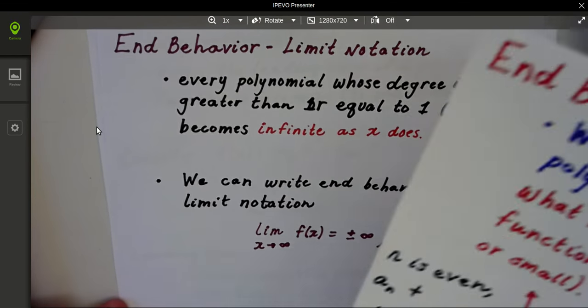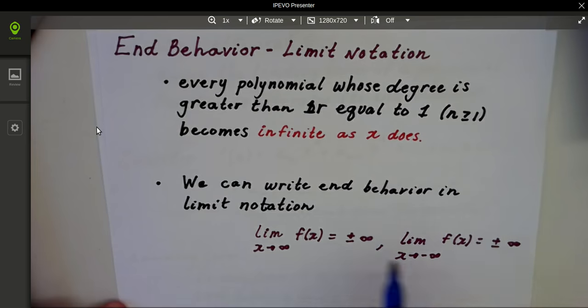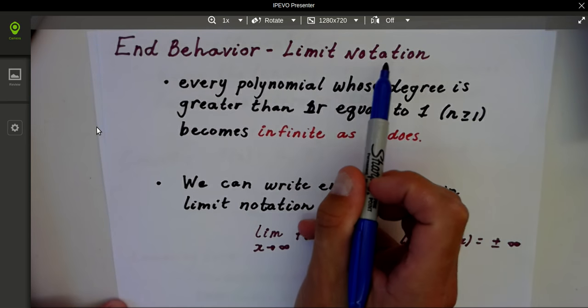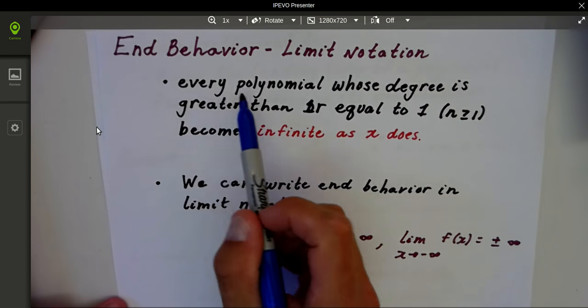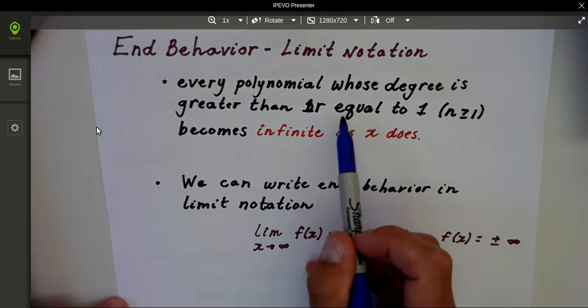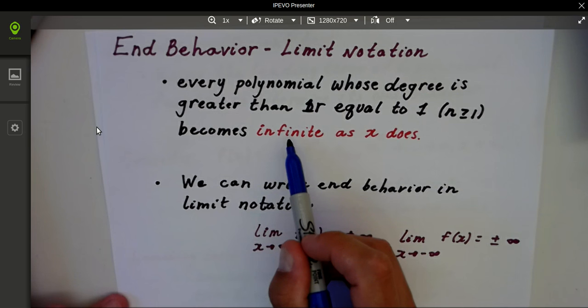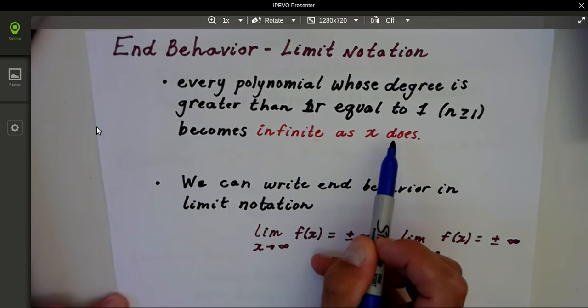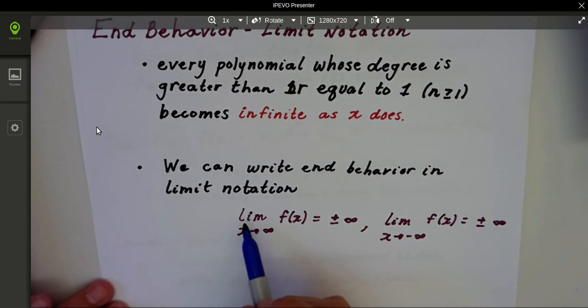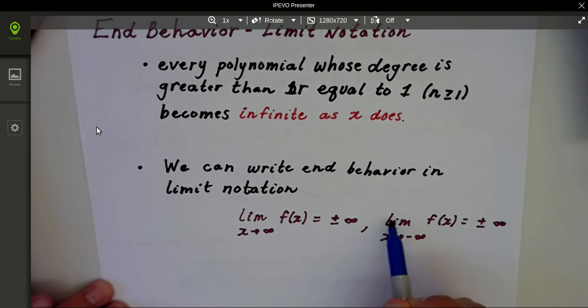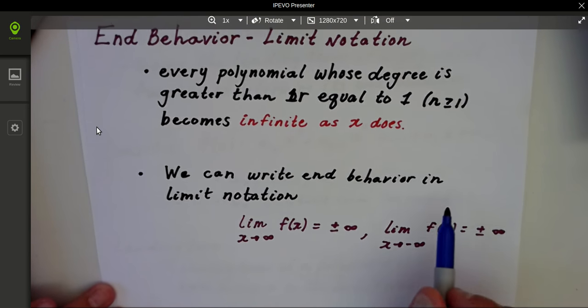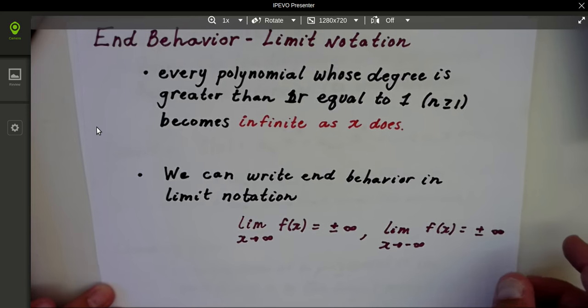On a quick note, we're also going to be able to describe these end behaviors using what's called limit notation. Every polynomial whose degree is greater than or equal to 1 is going to have a y value that goes to infinity as x does. We write the notation as the limit as x approaches infinity: what's happening to your y value? Is it going to plus or minus infinity? And the limit as x approaches negative infinity, what's happening to your function? Now this is important, we're only talking polynomial functions here.